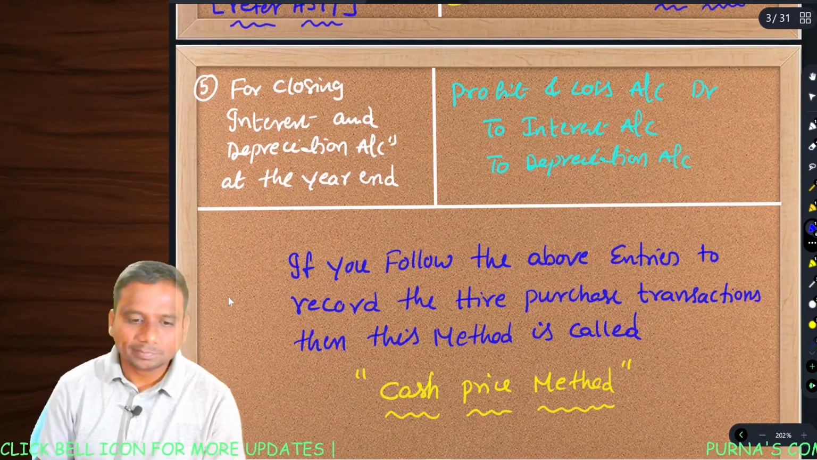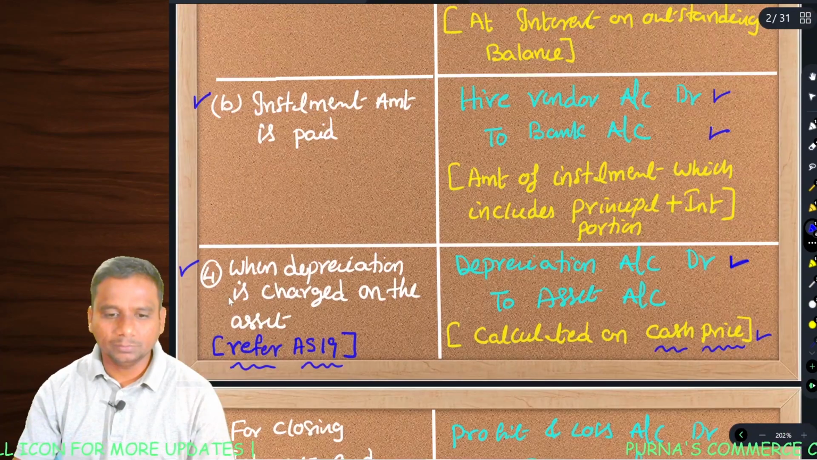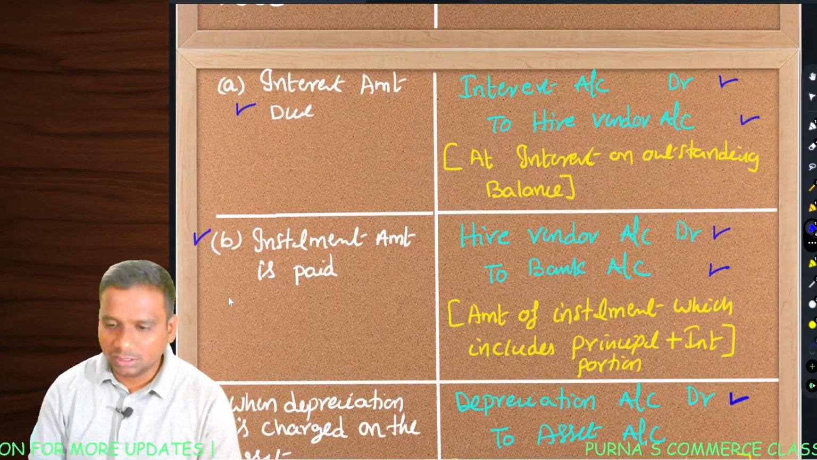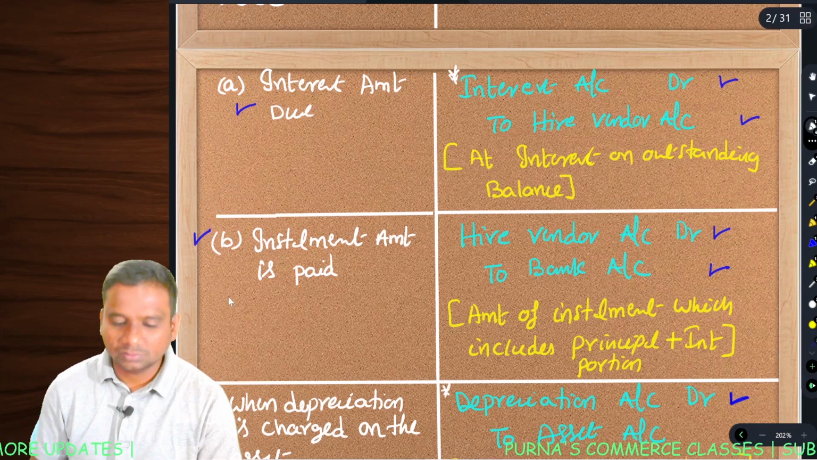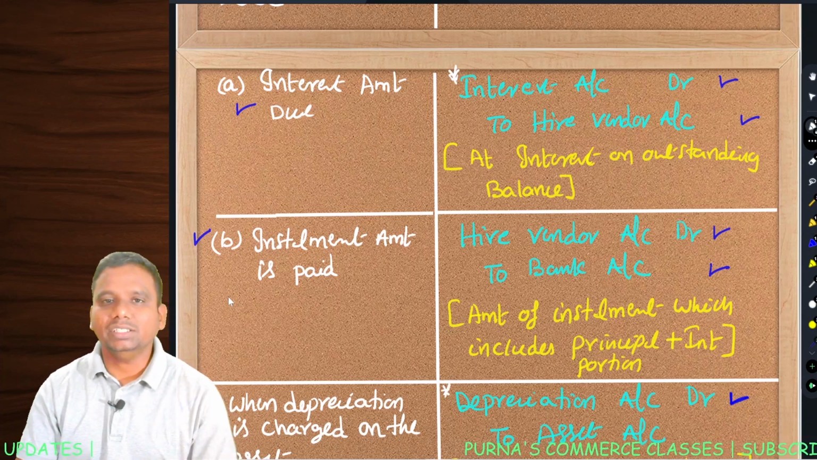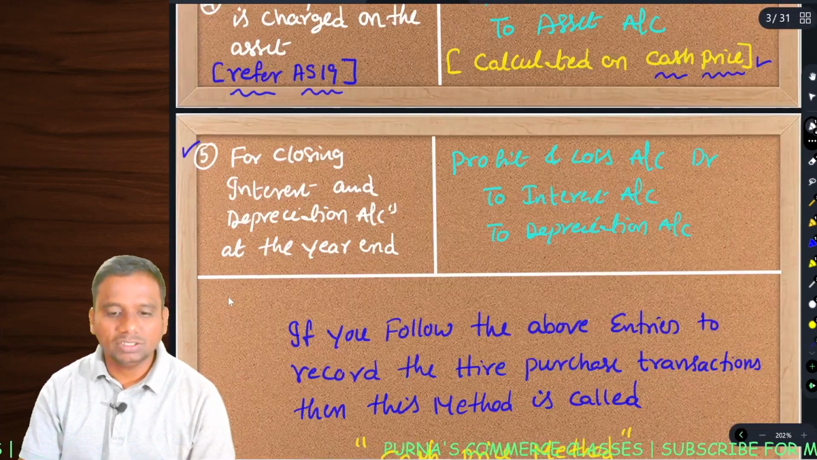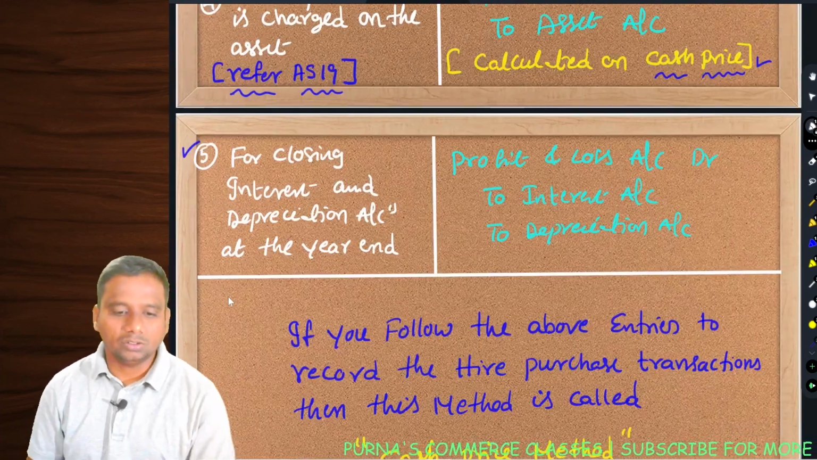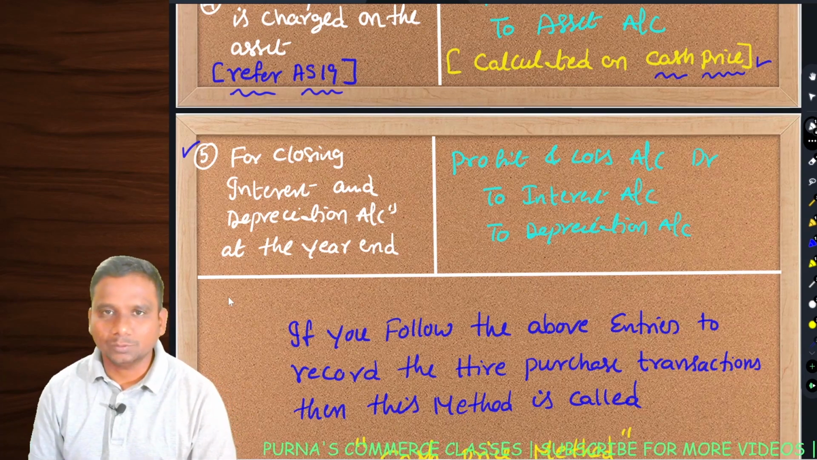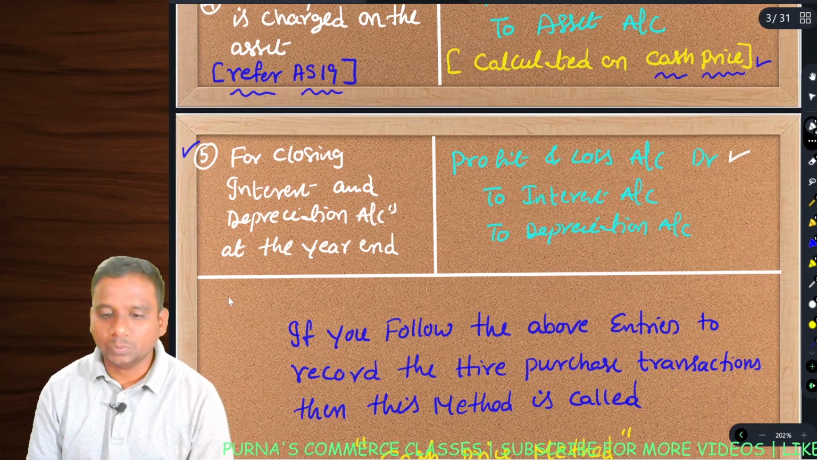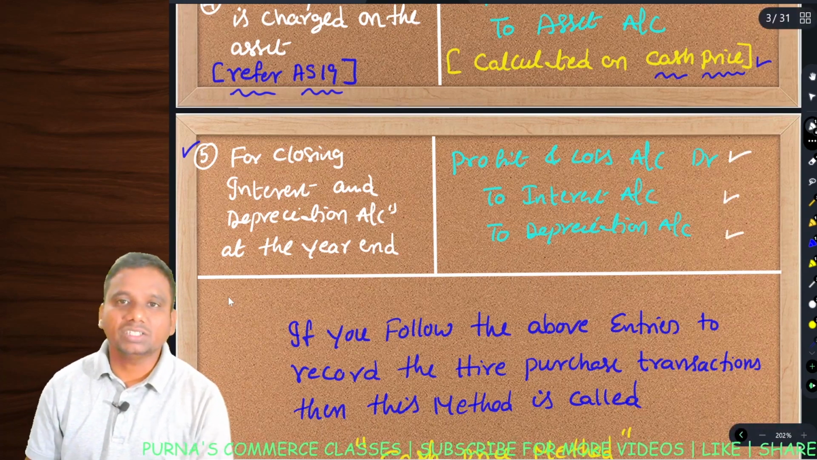Next, at the end of the year, if you observe here, there are two things. One is interest, another one is depreciation. These two, at the end of the year, we transfer to profit and loss account. So for closing the interest and depreciation accounts at the end of the year, we transfer them to the P&L account. So debit P&L account, credit interest account and depreciation account.